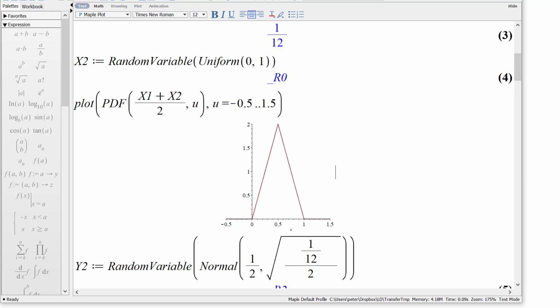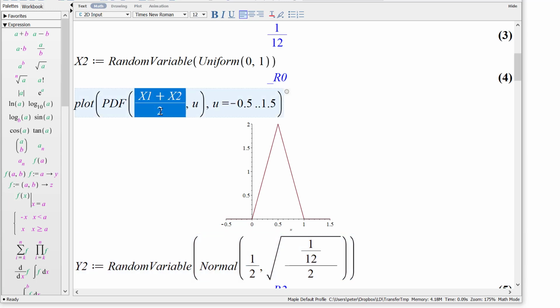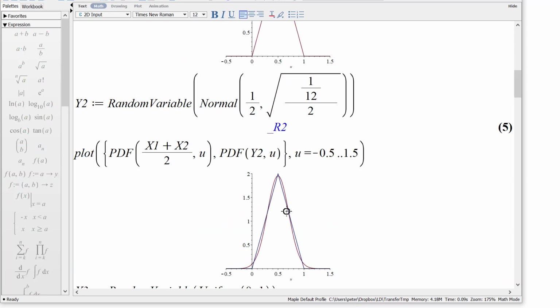That's what I have done here. I have created my y2 random variable as a normal with expected value 1/2. Maple wants the standard deviation, not the variance, so we have to put the variance inside a square root sign. So now I'm going to plot the PDF of the average together with this normal, and let's see what we get. So here the red one is the normal distribution and the blue one is the average of 2 uniform random variables. So you can see that even when n is equal to 2, the approximation isn't too bad.